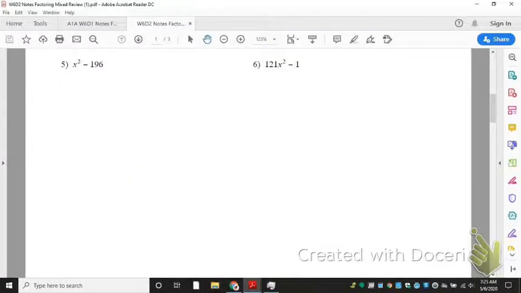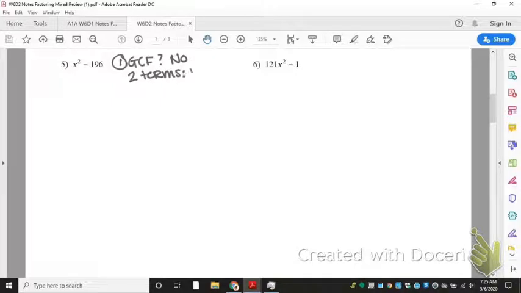Next, x squared minus 196. First things first, is there a GCF? There is not. I can't divide both of those items by anything because x squared is just x squared. It's not divisible by any integer. So that's a flop. How many terms do I have? In this case, I have 2 terms.